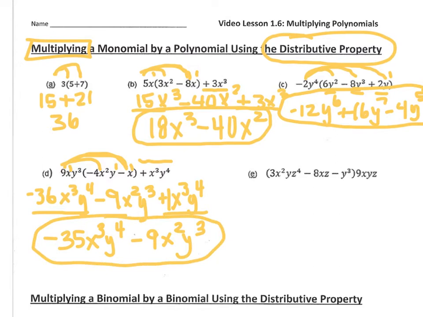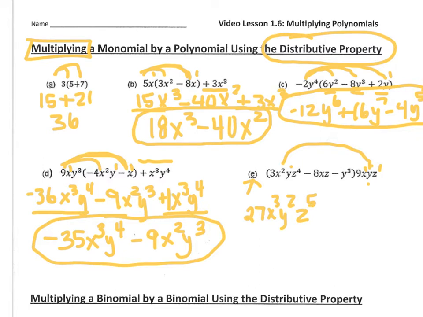Now the only difference with e is that the one term being multiplied through the parentheses is on the back end rather than in the front end where we're used to seeing it. But it makes no difference at all. We're still going to multiply. I'm going to do 9xyz times 3x squared yz to the fourth. 9 times 3 gives me 27. X to the first times x squared gives me x to the third. Y to the first times y to the first gives me y squared. And z to the first times z to the fourth gives me z to the fifth.